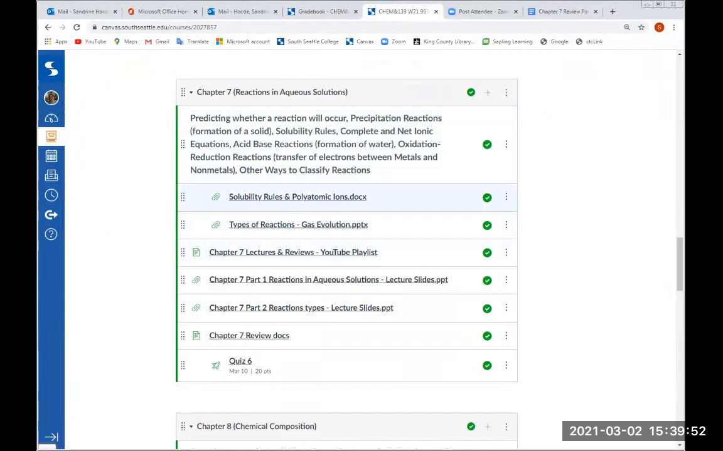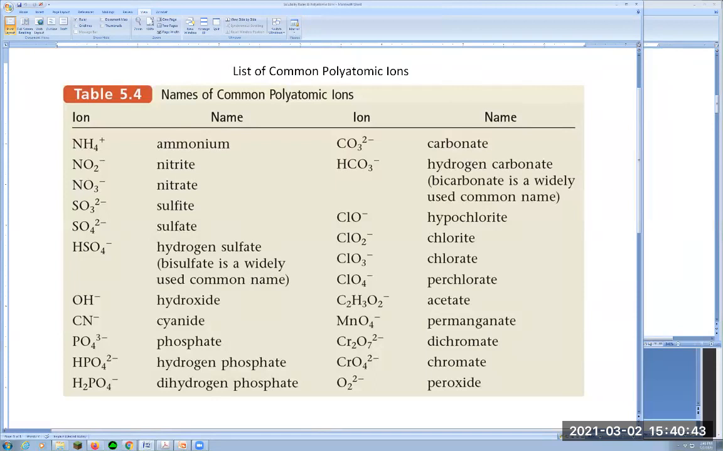I want to emphasize that there are two documents here that I strongly recommend that you use while you do this review, or whenever you are learning chapter 7. So the solubility rules and polyatomic ion document, you know it already. It's this document that has the list of polyatomic ions. Let me show it first. So that's the document that has the list of common polyatomic ions.